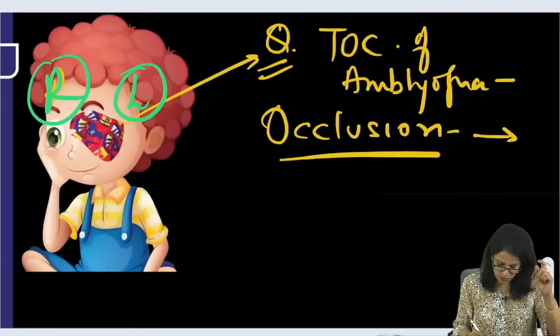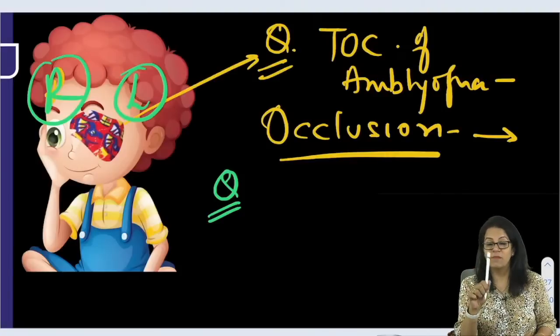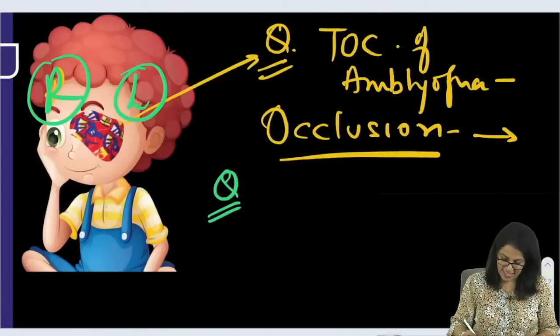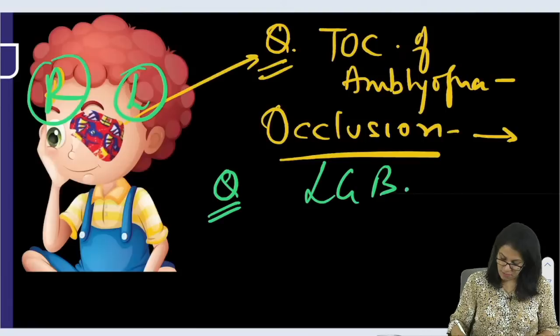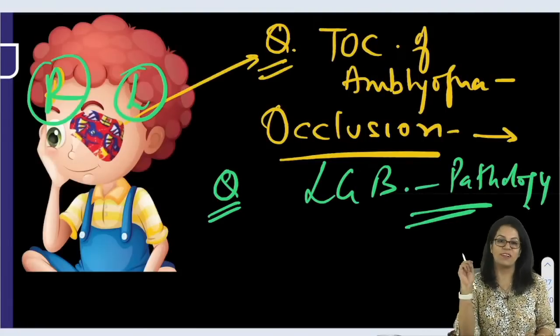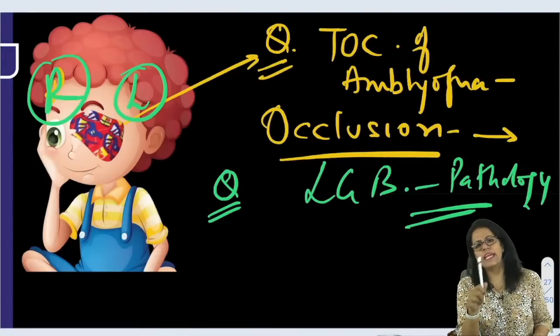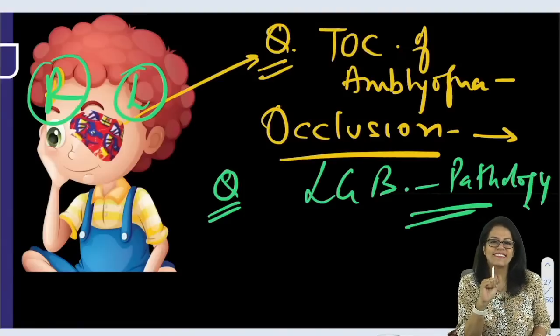Okay. In the next question, listen. This was your AIMS question asked earlier. Where is the pathology in amblyopia? What will you say? Lateral geniculate body. Pathology in amblyopia, we will answer lateral geniculate body. Right? Okay. And till what age can you treat amblyopia?